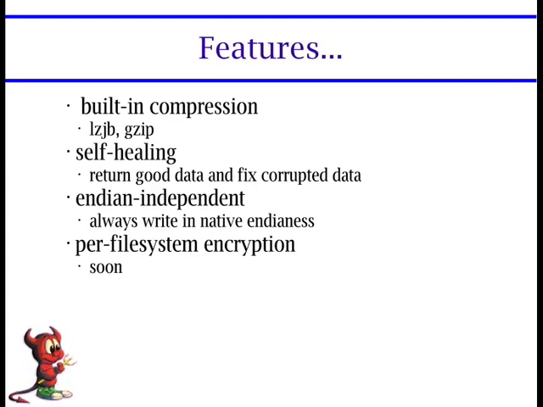It's endian independent. It always writes the data using native endianness, which means if you work on a big endian machine, it will always use big endian byte order. And if you move your disks to a little endian machine, it will swap the bytes only which were written on big endian machine. And the new data will be written using little endian byte order. There is an ongoing project to add encryption to ZFS itself. Currently in FreeBSD you can just use GBDE or GELI to encrypt your disks and put ZFS pool on top of those disks.